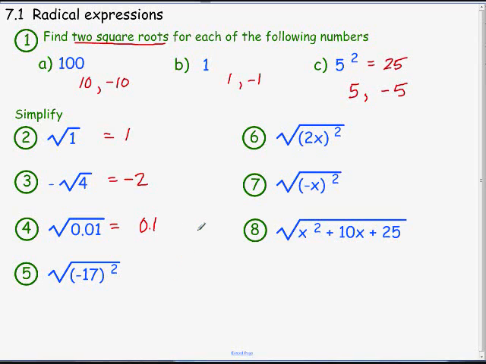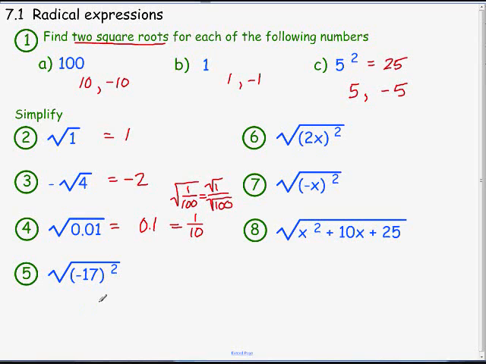Another way to look at this one, a way I prefer to look at it, is 1 over 100. Somehow that seems a little easier to me. Square root of 1 over the square root of 100, which I know is going to be 1 over 10.